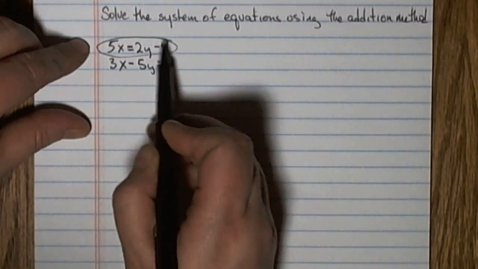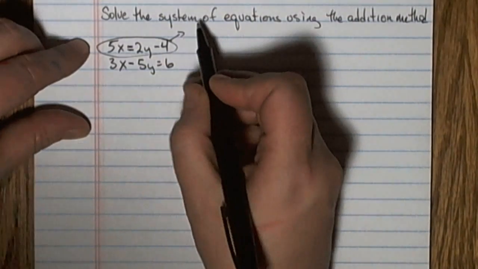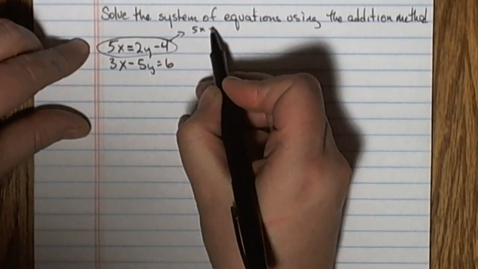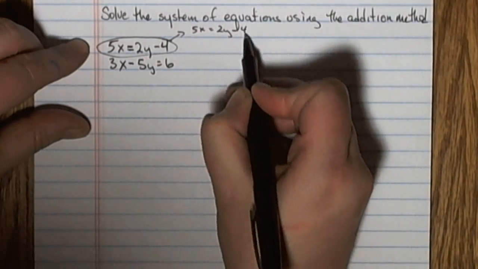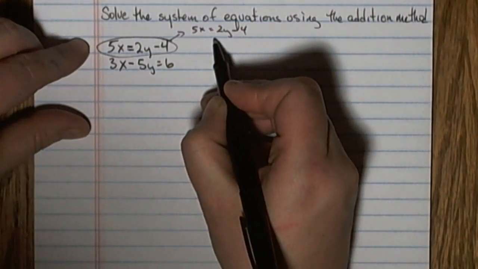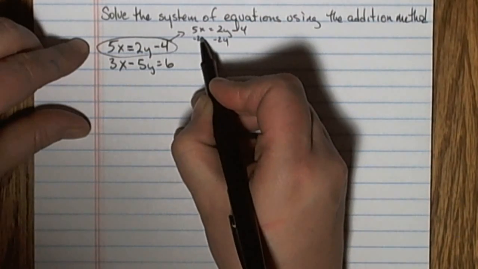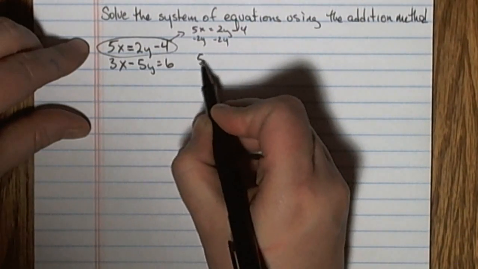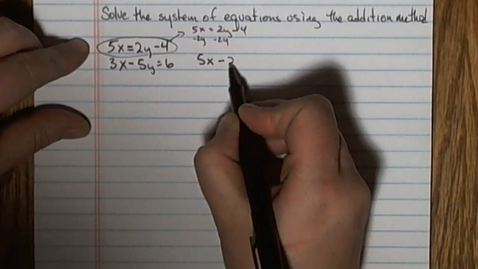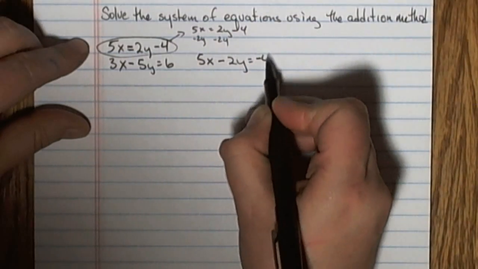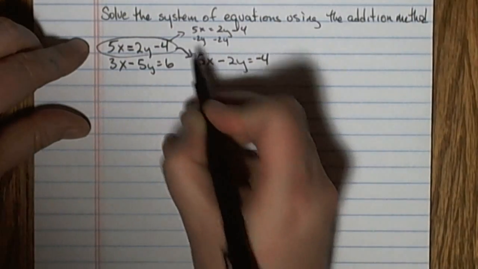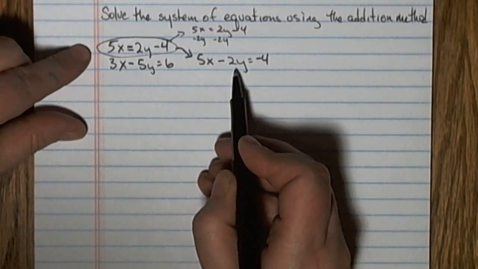So I'm going to go ahead and rearrange this top equation. It was 5x equals 2y minus 4. I want to get the y term over on the left-hand side, so I subtract 2y from both sides and end up with 5x minus 2y equals negative 4. So this is the same equation, an equivalent equation, just rewritten.